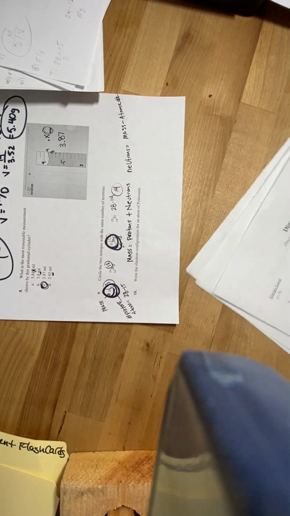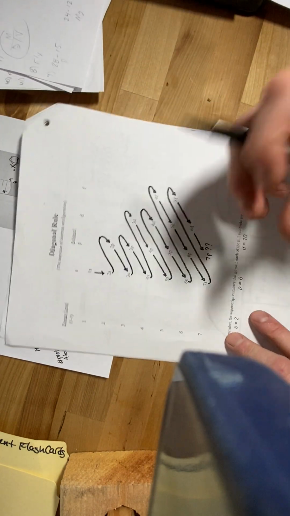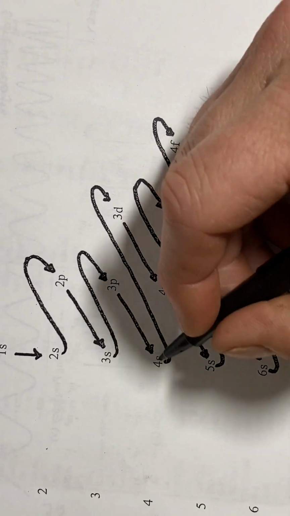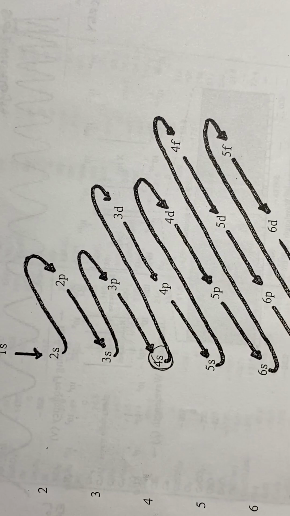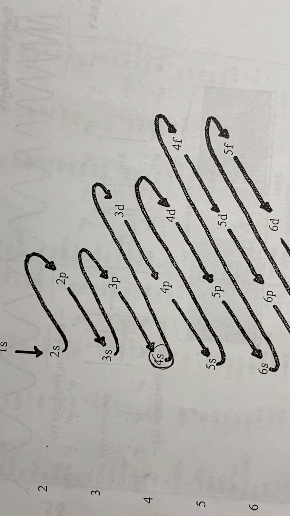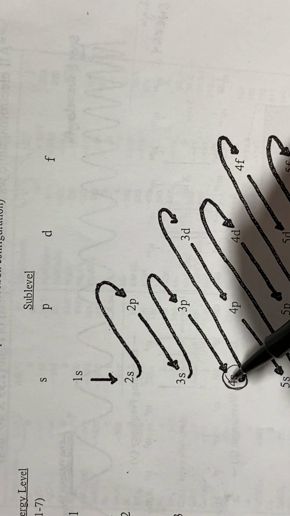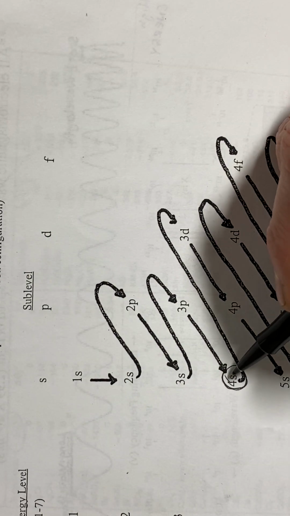And when you know where it ends, then you can look at that diagonal rule, and you can basically say, okay, here's 4s right here. So 4s, that's where potassium is going to end. And so we're just going to have to start all the way up here at 1s and fill in the electron configuration all the way down to 4s and make sure that we tag that little s with a 1. So here's the electron configuration.